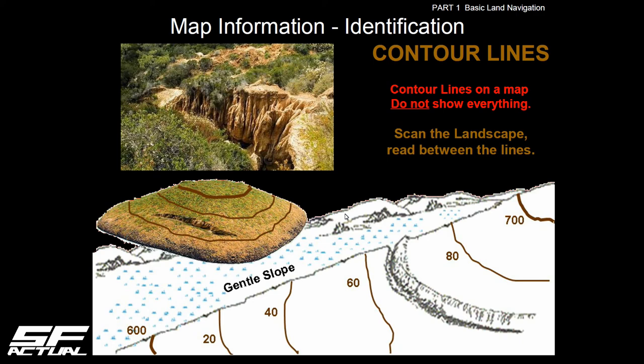Because you could come up to this and think, oh, I messed up on my pace count. I messed up in some form. And you would correct yourself and try to go do something else. You might actually see this cliff somewhere else on the map and be like, okay, maybe this is where I'm at. And you're not. You're actually where you thought you were. This is just something that's not on the map.